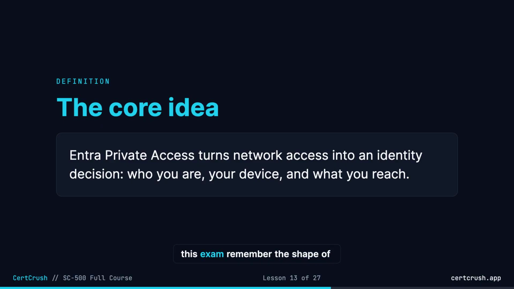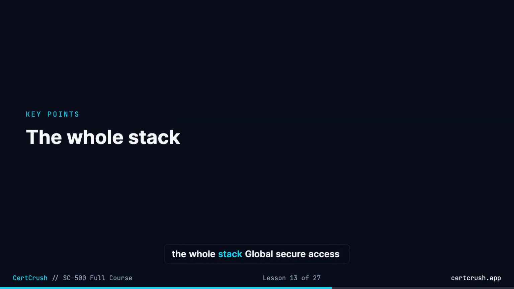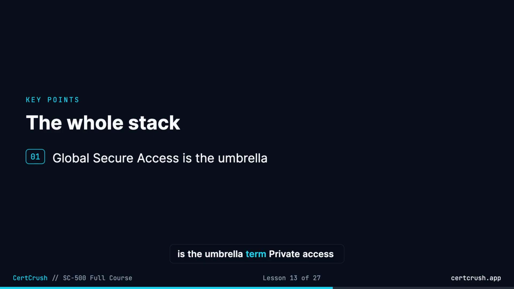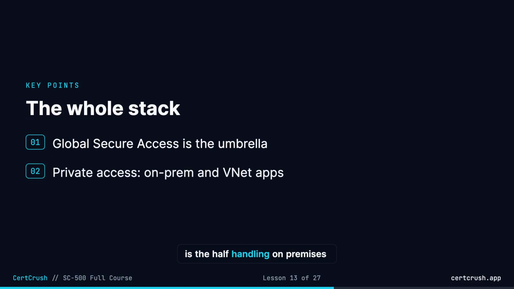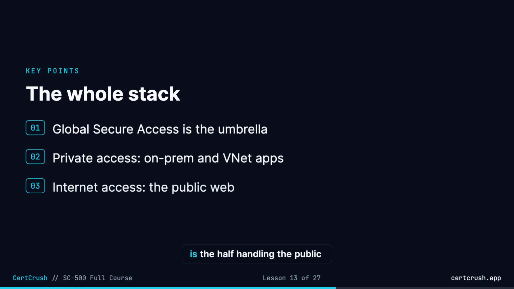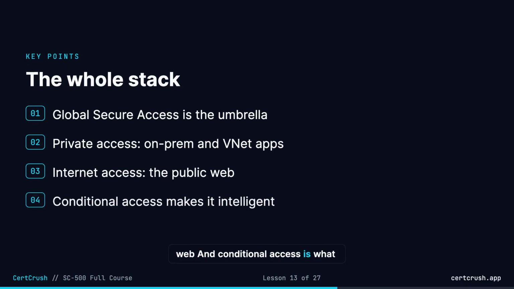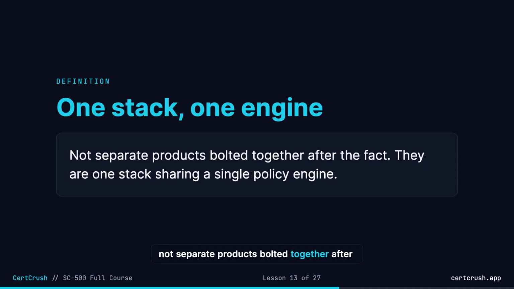For this exam, remember the shape of the whole stack. Global secure access is the umbrella term. Private access is the half handling on-premises and virtual network applications. Internet access is the half handling the public web. And conditional access is what makes the entire stack intelligent. They're not separate products bolted together after the fact. They're one stack, sharing one policy engine.